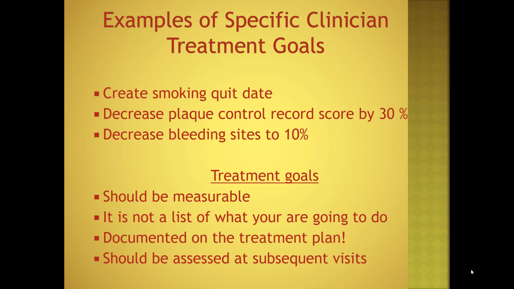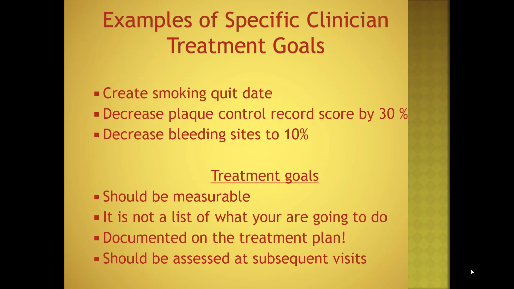Your patient might be a smoker, and one of the best things you can do with your patients is help them quit smoking if they have an interest. Maybe in your treatment you want to create a smoking quit date. You might want to decrease plaque control record by 30%, decrease bleeding sites by 10%. It's always nice if your treatment goals are measurable, and then you'll know when you reach success or you don't.